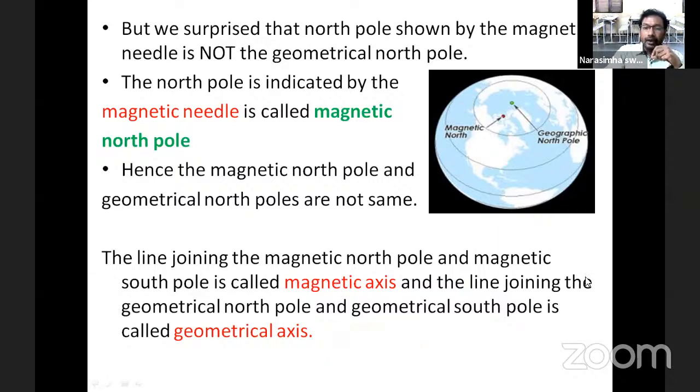And similarly, the line joining the geometrical north pole to the geometrical south pole. So here we are passing two lines. One is from magnetic north to magnetic south, and another is from geometric north to geometric south. The line passing from magnetic north to magnetic south pole is called the magnetic axis, and the line from geometrical north to geometrical south is called the geometrical axis. Try to understand the terms here.